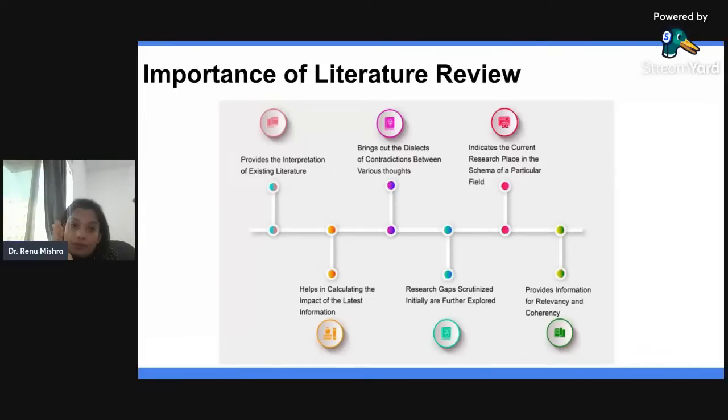Very important. Research methodology, research gaps, research statistics, everything comes later. The identification of the right kind of variables, all this comes from here only. If this is done well, all sorted.